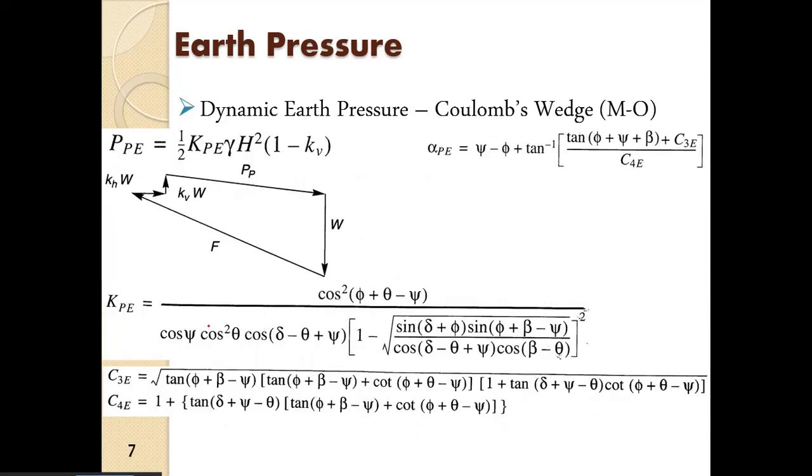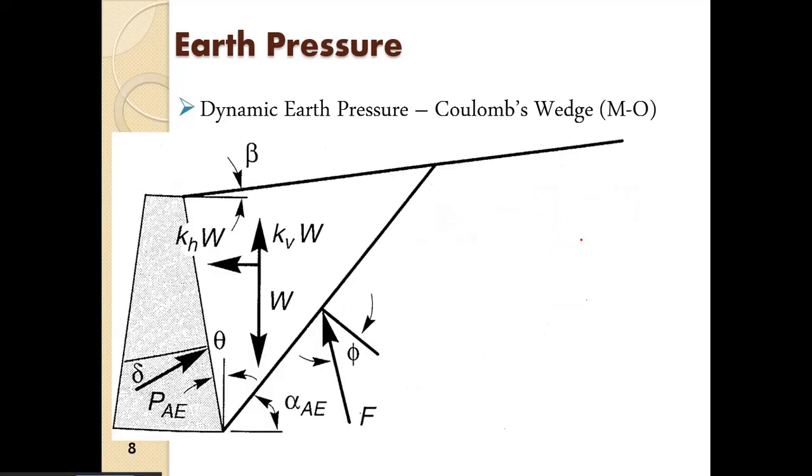So this is the coefficient of passive earth pressure in the pseudostatic case. In this case also, we will have the increment of passive earth pressure, which will be the passive earth pressure in the dynamic pseudostatic case minus the passive pressure in the static case.